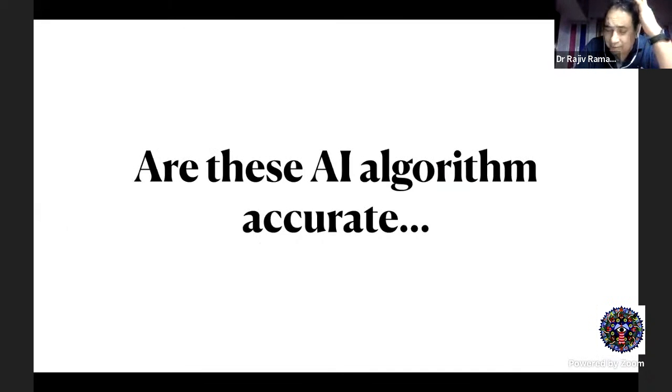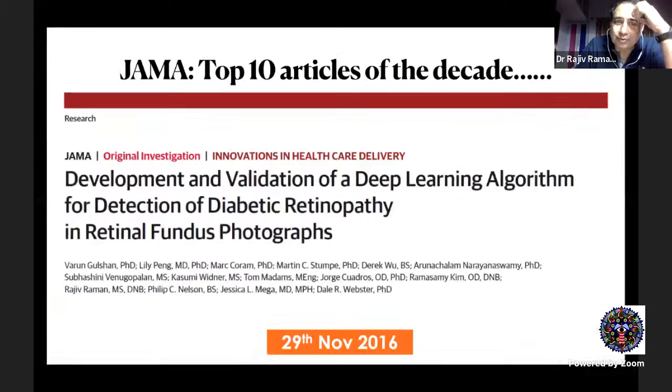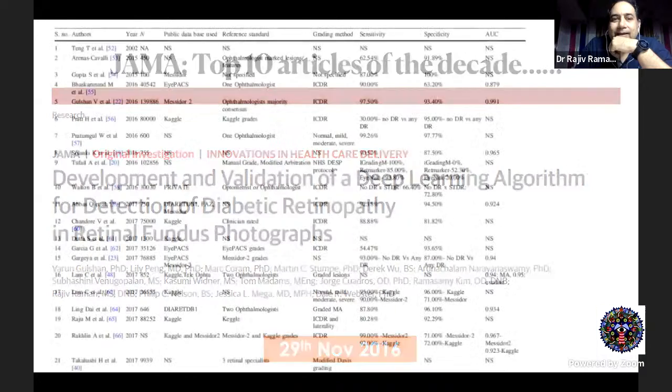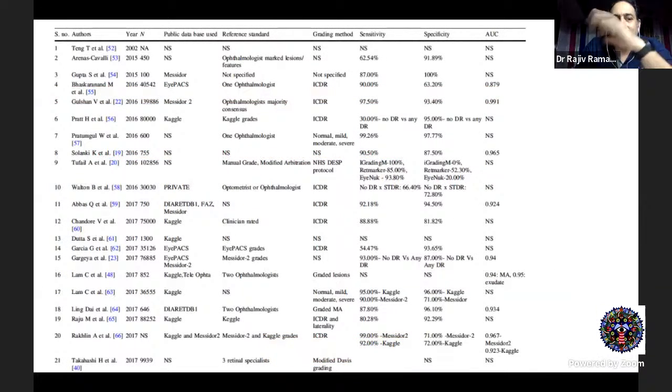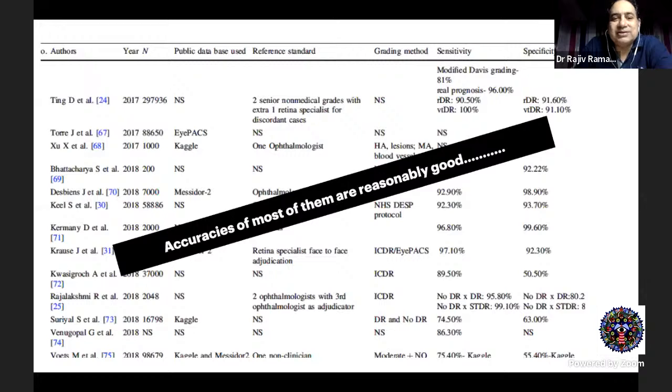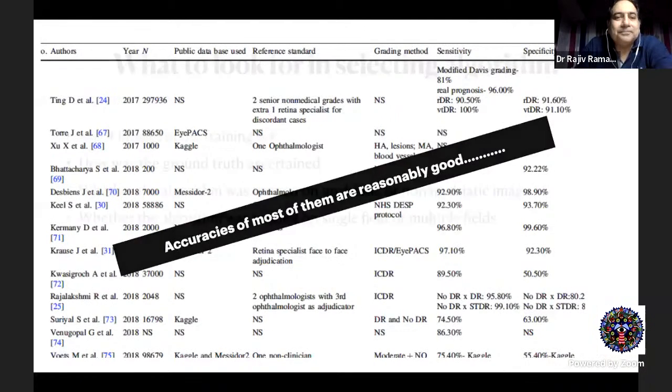Are these AI algorithms accurate? This was actually one of the first papers which we published in JAMA, in collaboration with Google, where we developed and validated this deep learning algorithm for diabetic retinopathy screening. And after that, there has been a chain, I would say, so every week you put in PubMed, there'll be 1 or 2 papers on retinopathy screening using deep learning. The good thing is accuracies of most of them seem to be reasonably good.